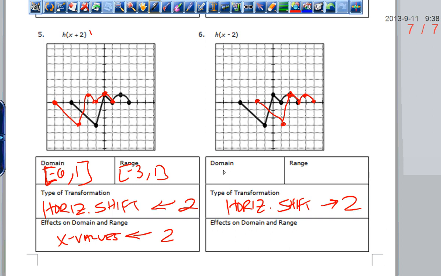Okay, my sixers. What's my new domain? -2 to 5. Excellent. Did my range change at all? No, it did not. And this time it moved all my x values to the right. If you want to say increase x values, decrease x values, that's cool.